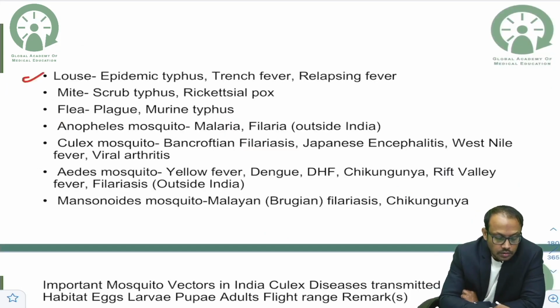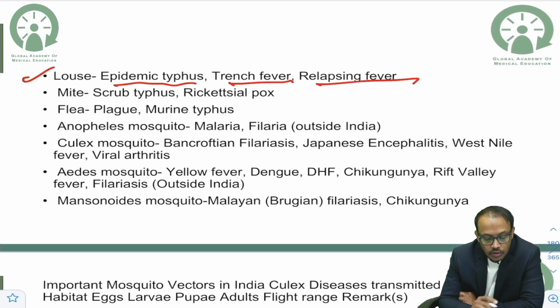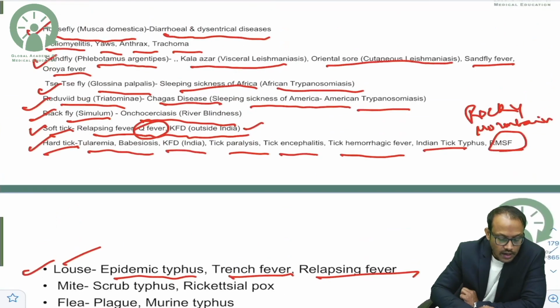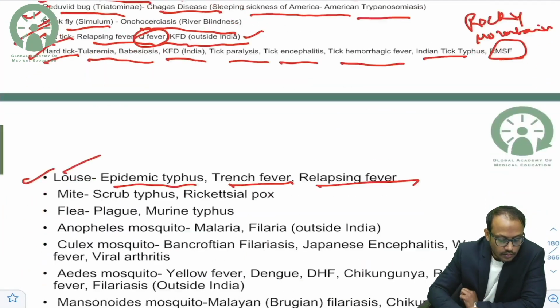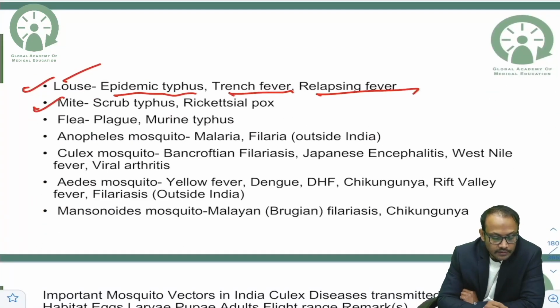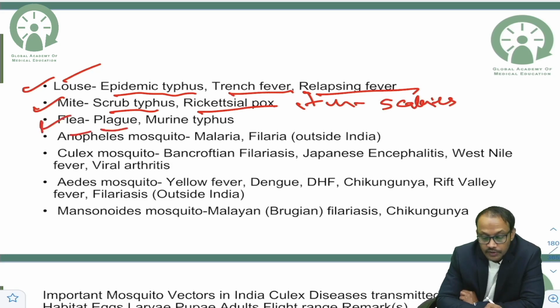Coming on, louse spreads epidemic typhus, trench fever and relapsing fever. So relapsing fever is from louse as well as from the soft tick. Okay, mite: scrub typhus, rickettsial pox, and the itch mite is also there, which causes scabies. Flea, rat flea transmits plague or murine typhus.